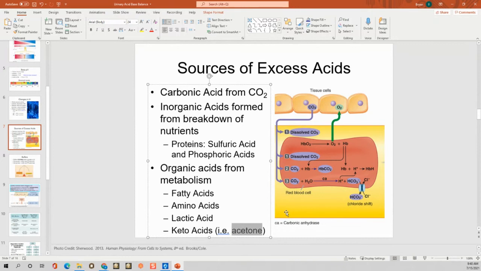Makes you start to think about those ketogenic diets, huh? Would you ever drink a bottle of acetone? I hope the answer is no. But your body's producing that. It's an organic acid.